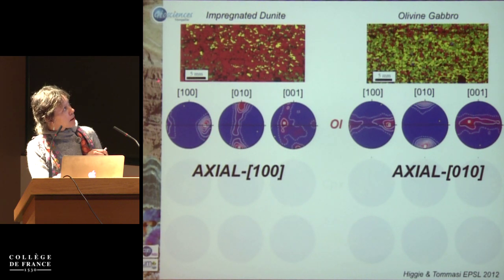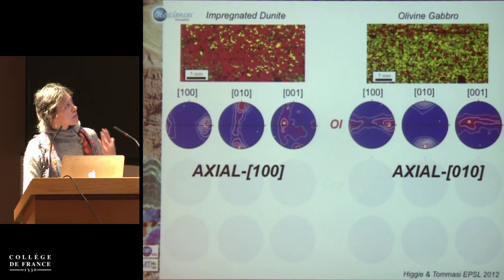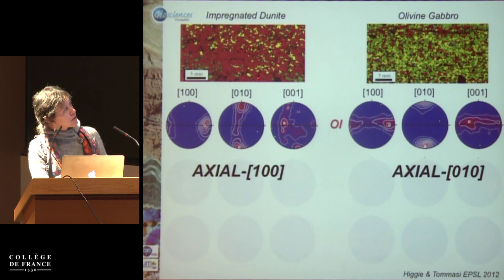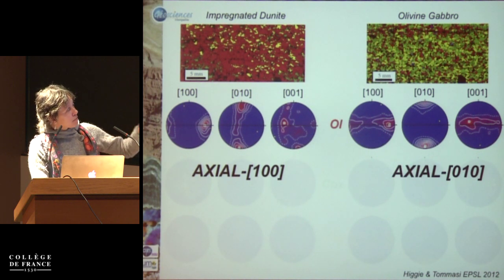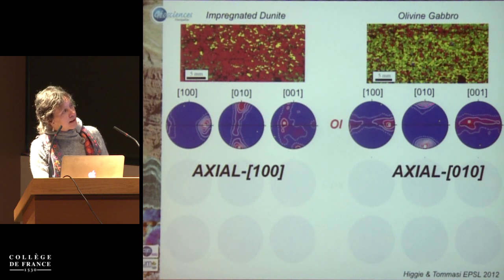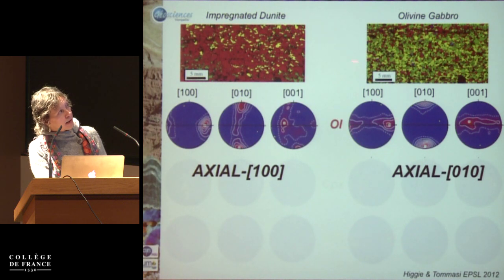When you look at the crystal preferred orientations in layers of this composition, you still get a strong orientation of the A-axis parallel to the lineation, which marks the shear direction, and a girdle distribution of the B-axis normal to the shear plane. When you get to the gabbros, you change the dispersion. You get the B-axis very strongly concentrated normal to the shear plane, and the dispersion of the A and the C-axis in the shear plane.